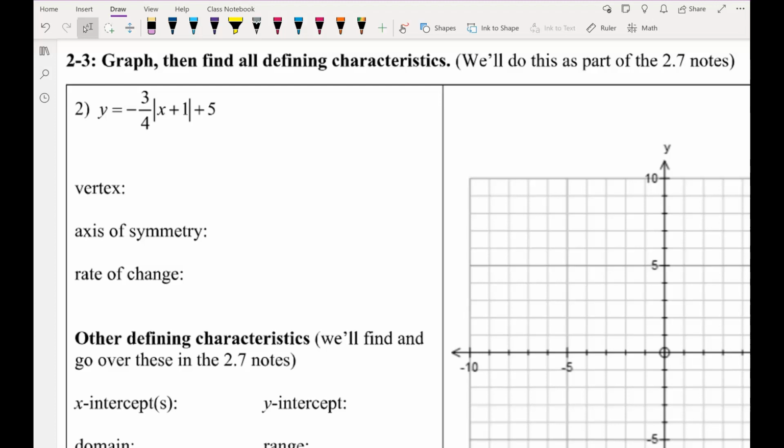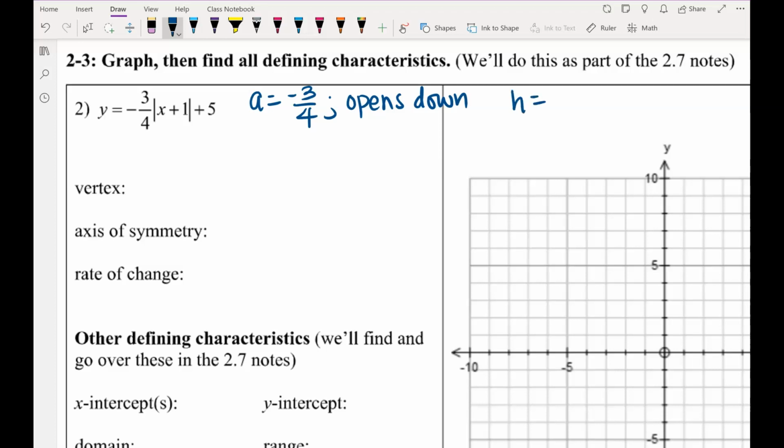y equals negative 3/4 times the absolute value of x plus 1, close it up, plus 5. a equals, what's our a value? Not 1 in this example. What is the number in front of the absolute value symbol? Negative 3/4. Now, students, the negative will make it open how? Up or down? Down. Opens down. So we will have a V-shaped graph opening downward.